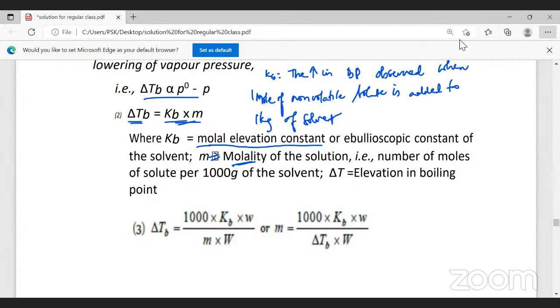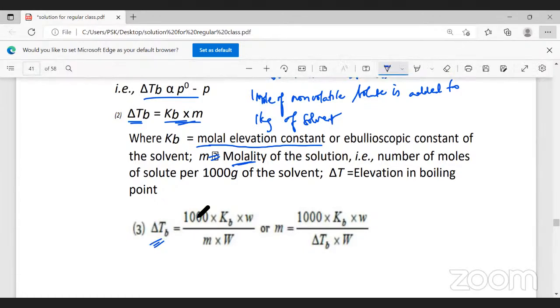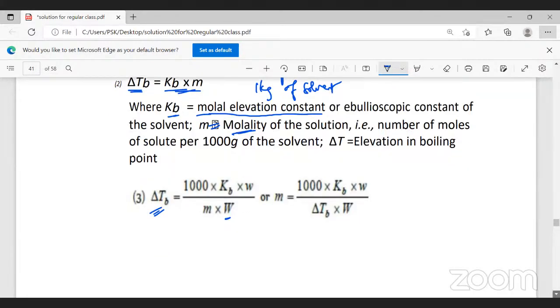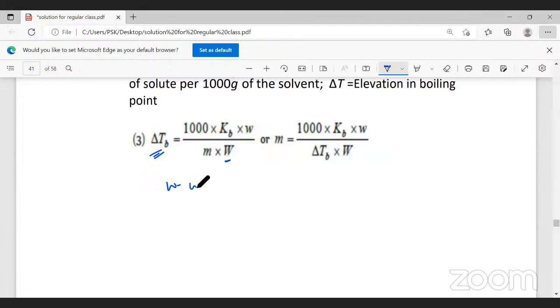Yes, sir. The third formula is delta TB is equal to 1000 into Kb into w divided by m into W. Delta TB is elevation in boiling point. What is Kb? Molal elevation constant. Small w is weight of the solute, small m is molecular weight of the solute, and capital W is weight of the solvent.